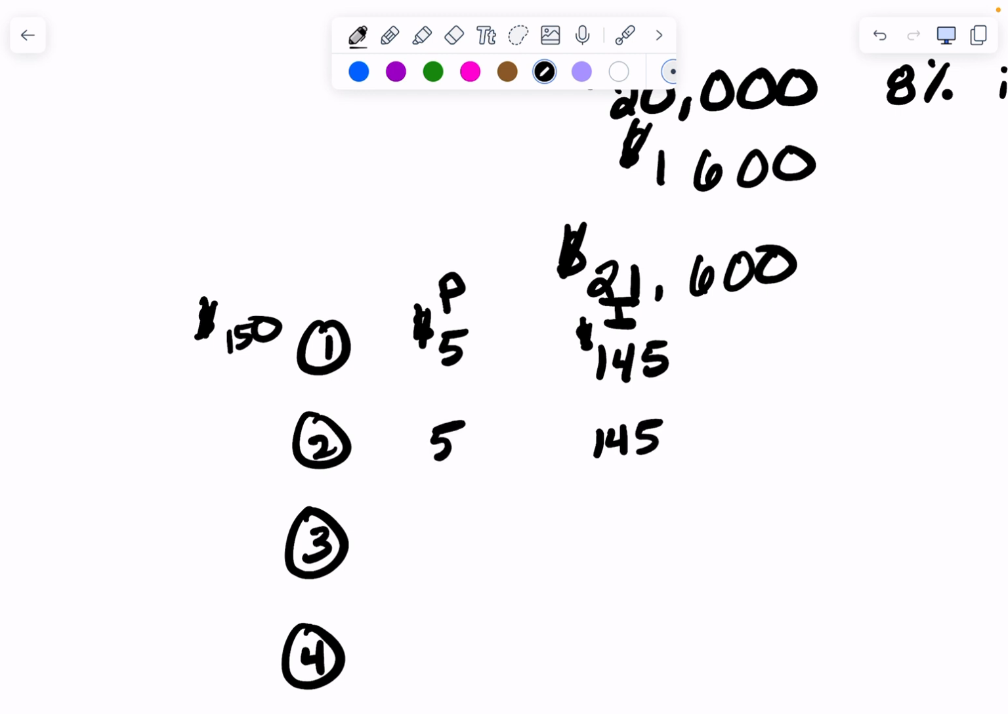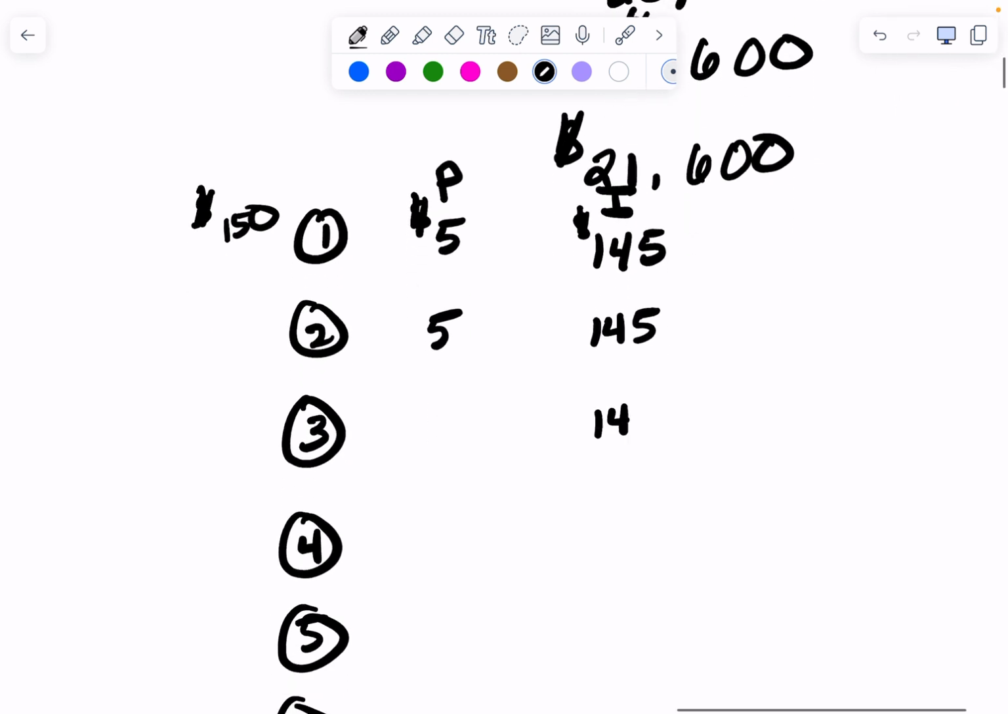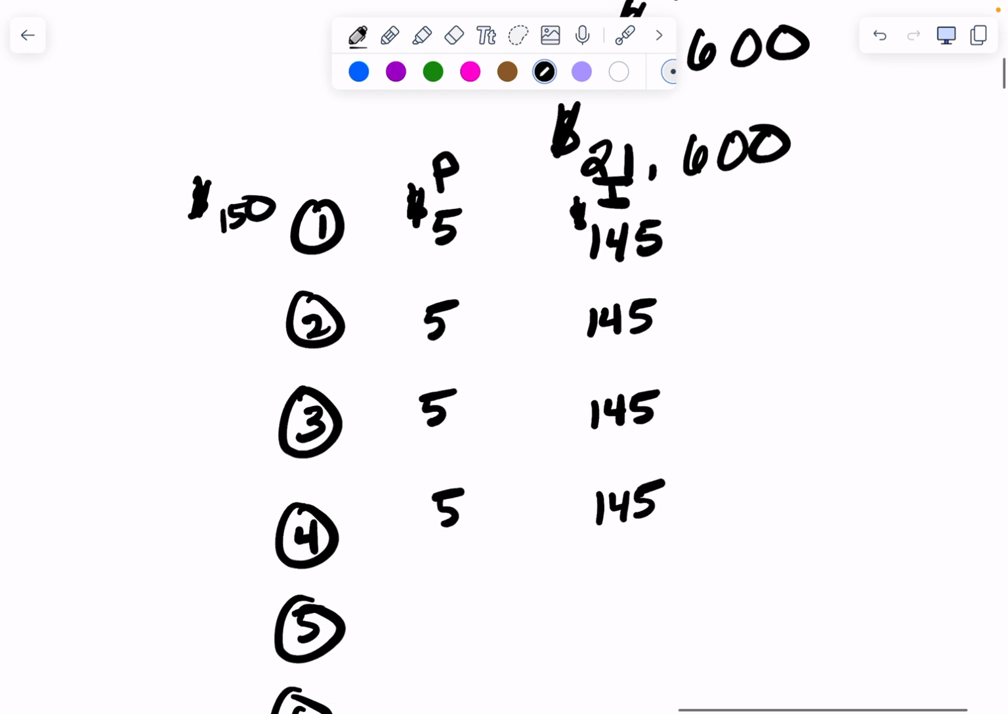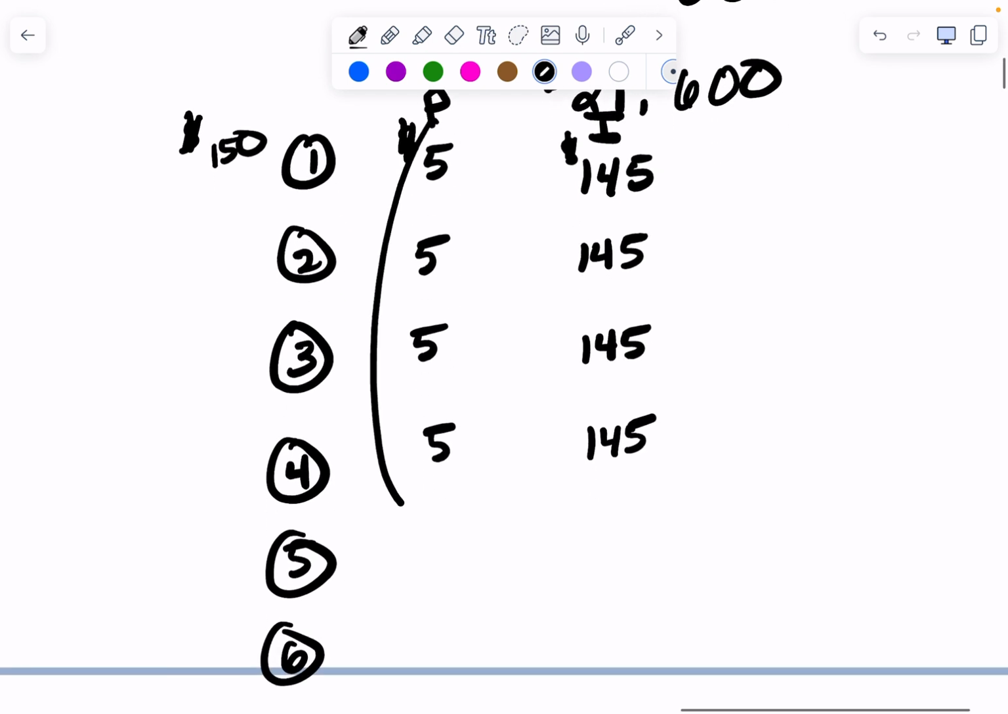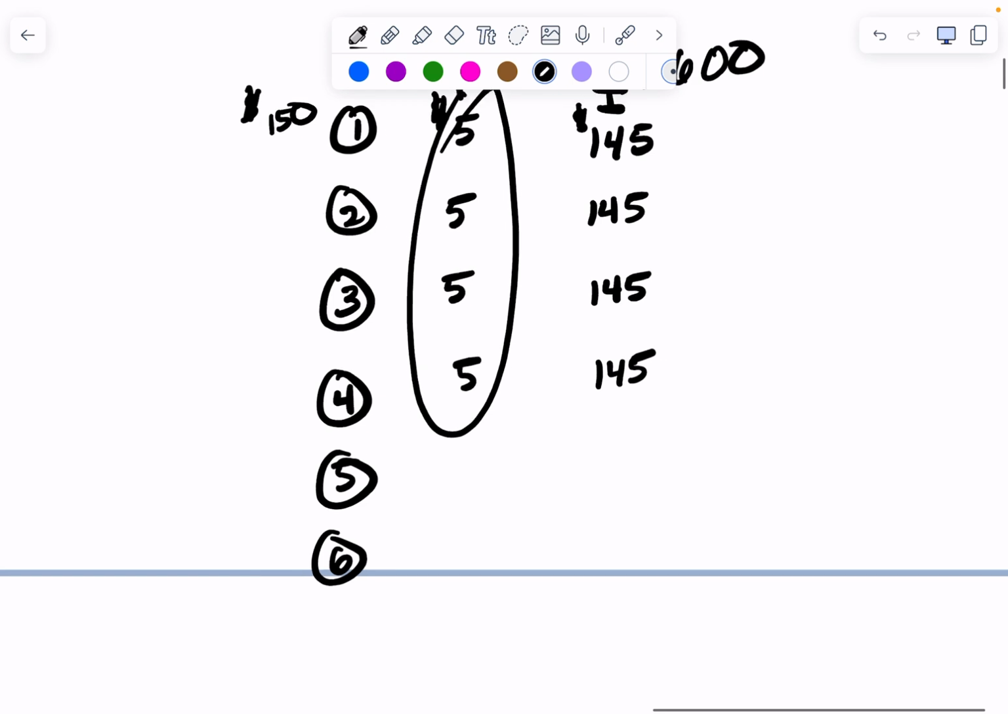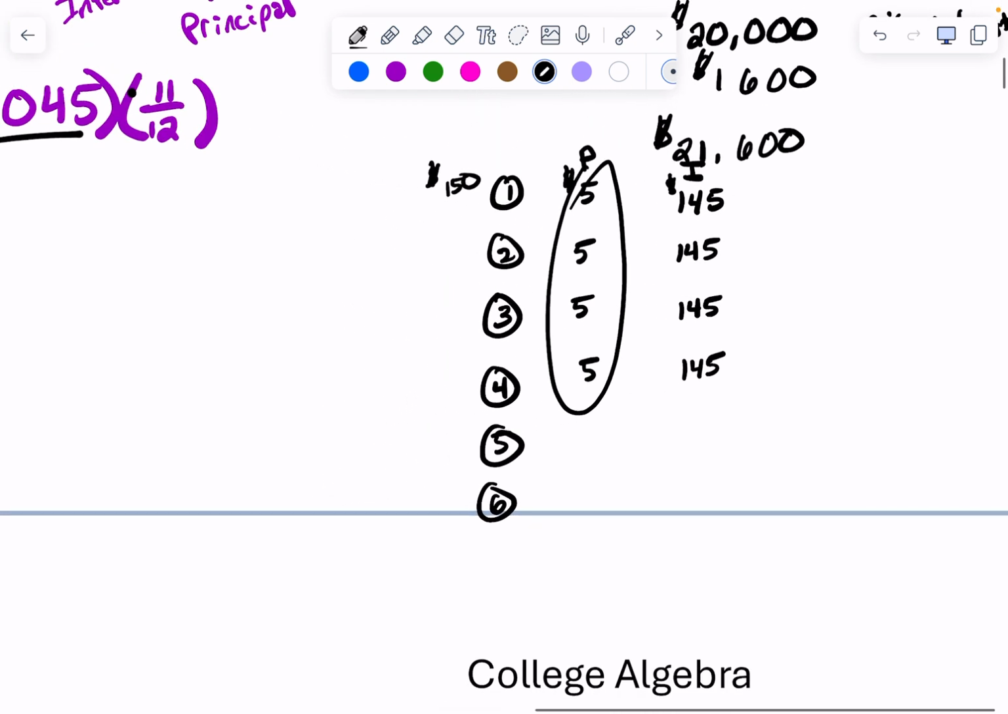Same thing with the next month. $145 and $5 is going off the principal. And $145 and $5 is going off of the principal, right? So at the end of that year, you have paid off $30 in principal? No. How much is 12 times 5? $60 in principal, right? 5 times 12, that's $60 off of the principal payment.